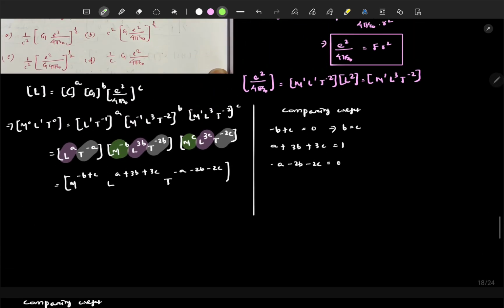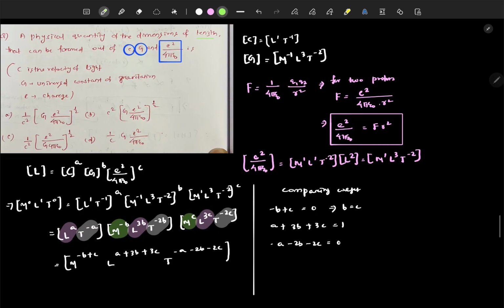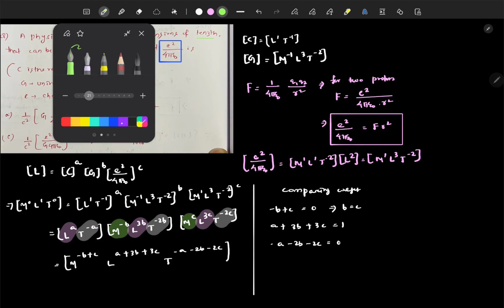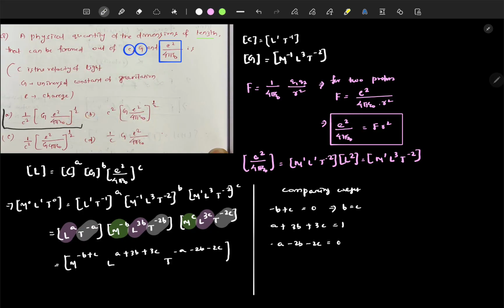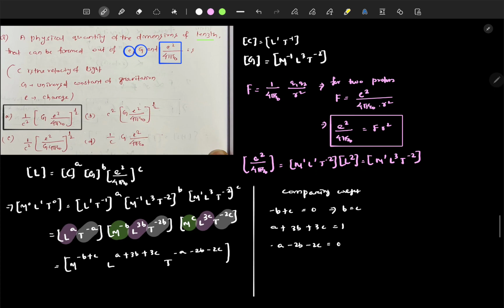So as per the question, which one is the correct answer? Correct answer is option A. 1/c square is written, 1/c square means c to the minus 2, then G into e square by 4 pi epsilon naught, whole power 1/2. That is the answer. I hope it is clear to all of you. Yes, one of the finest questions related to dimensional analysis. Okay, let's come to our next question.